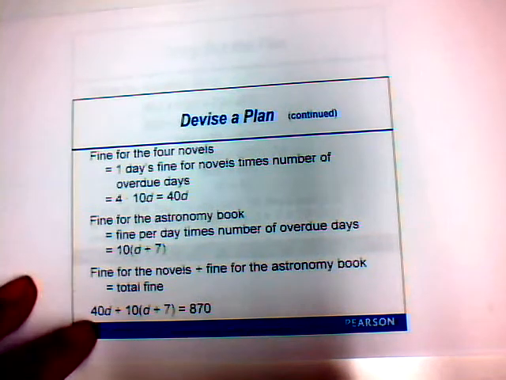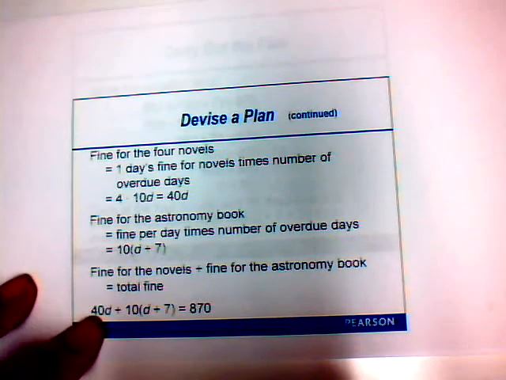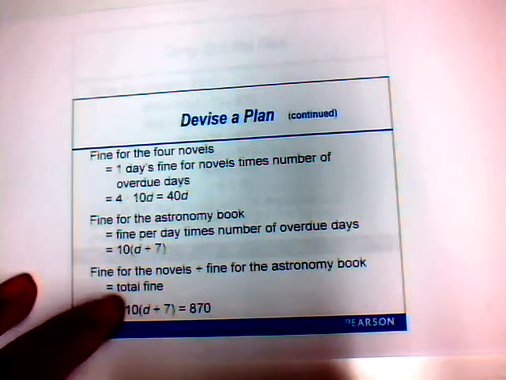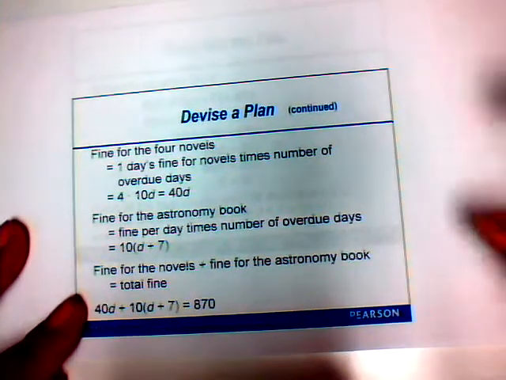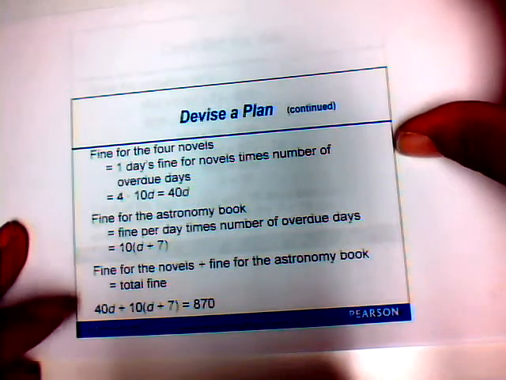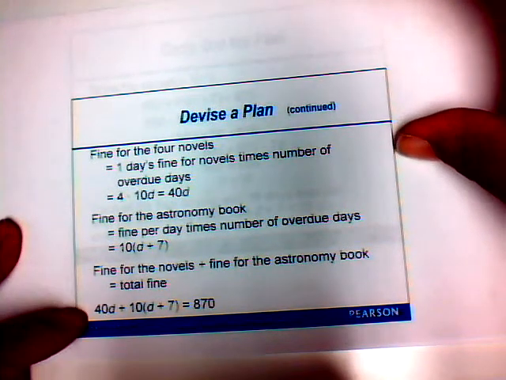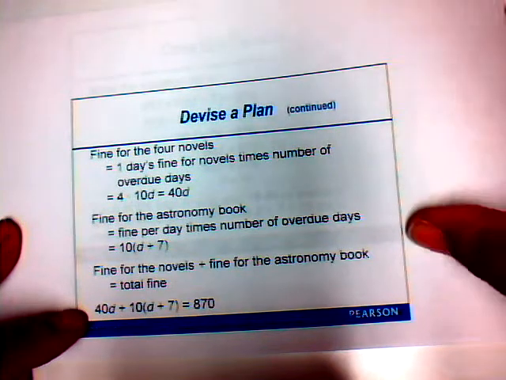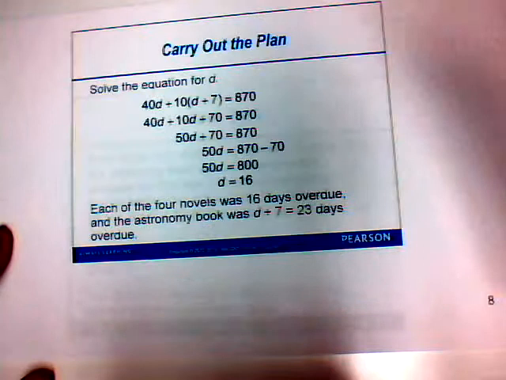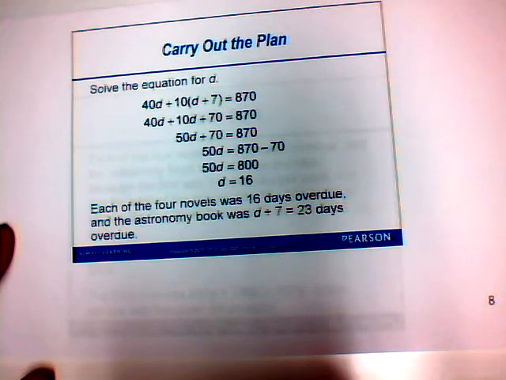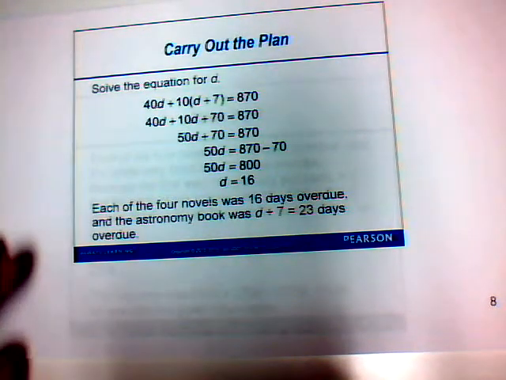So here we have the equation: 40D for the 4 novels plus 10 times the quantity D plus 7, that's equal to 870. So that would be the equation that we're going to use to find out how many days the books were overdue. So we solve this equation.